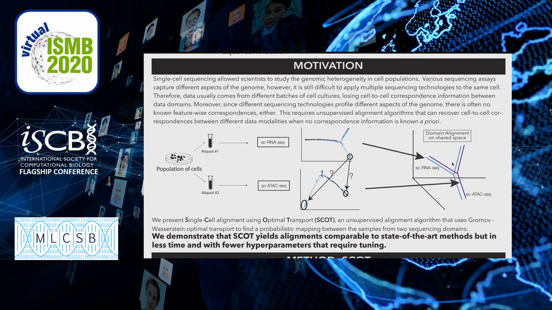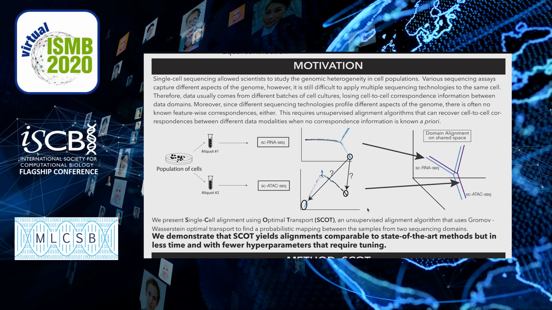Let's define the problem we're addressing. Single-cell sequencing has allowed us to study the genomic heterogeneity in cell populations. With the availability of various sequencing assays that capture different aspects of the genome, an important challenge in the field now is to integrate these disparate types of data.